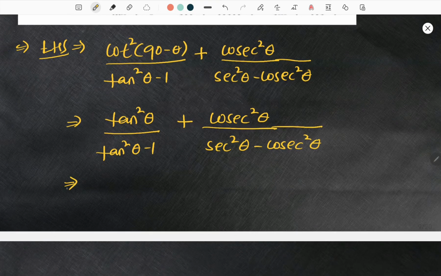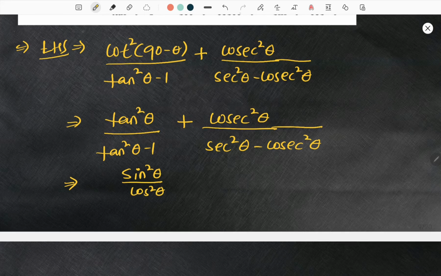Now this tan square theta can be written as sin square theta divided by cos square theta. Look at this, sin square theta divided by cos square theta. I have written tan square theta as sin square theta divided by cos square theta, and all divided by tan square theta, which means again sin square theta divided by cos square theta.